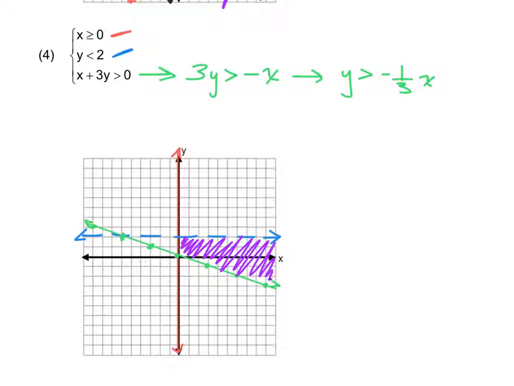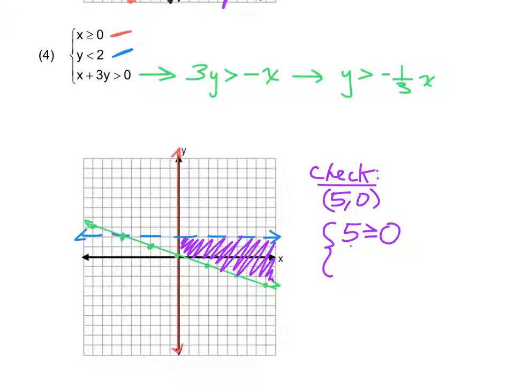Yes. Okay. So let's say I'm not convinced. I mean, I am convinced, but let's say I'm not. I'm going to check the coordinate 5, 0. I just need a point that's in the shaded area. Anything I want. Anytime you can incorporate a 0, that's going to make life easier. I'm going to put in a 5 everywhere I see an X, a 0 everywhere I see a Y.